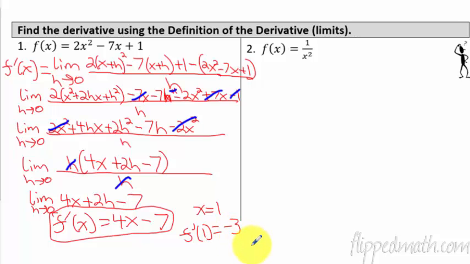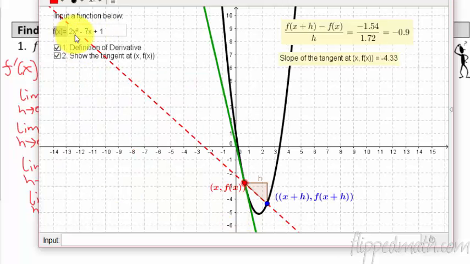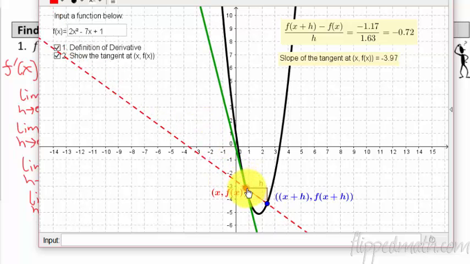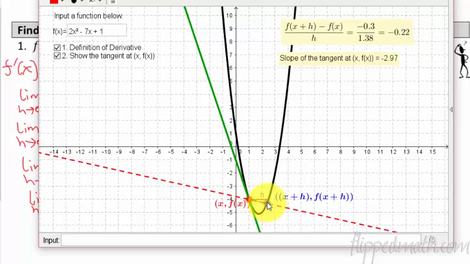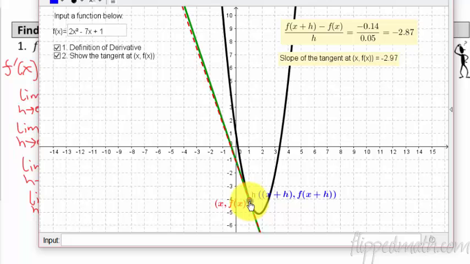In fact, let's look at that real quick. So here's the graph, 2x squared minus 7x plus 1. And if I go to where x equals 1, it looks like it's pretty close there. x equals 1. And if I bring this over to it, x equals 1. So I'm really, really close. It's kind of hard to get it right on there.